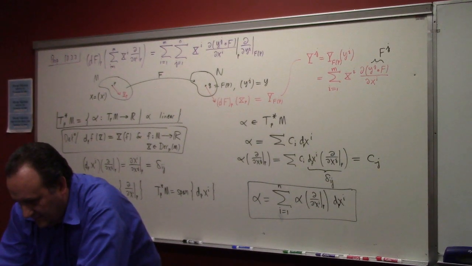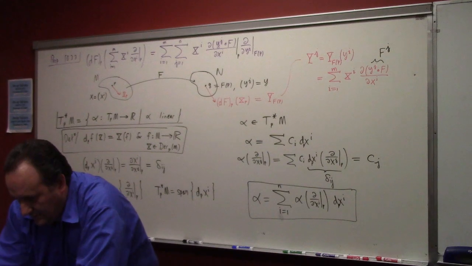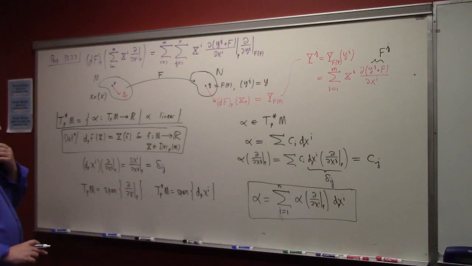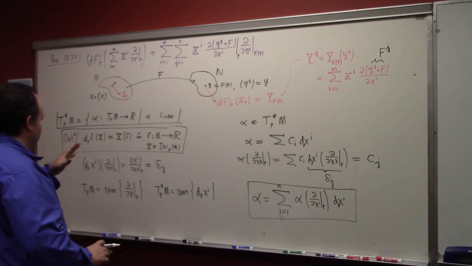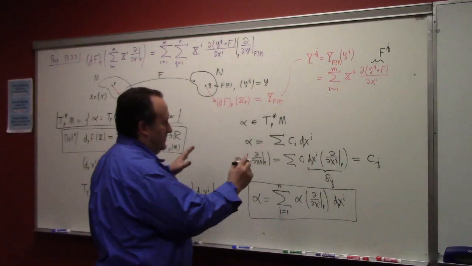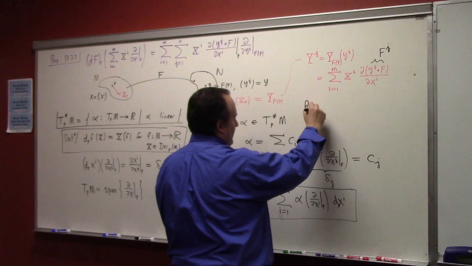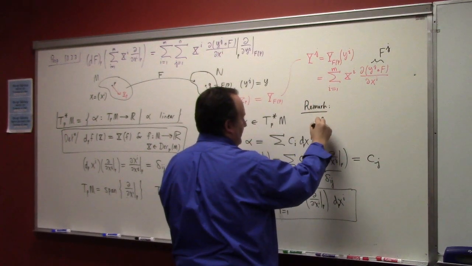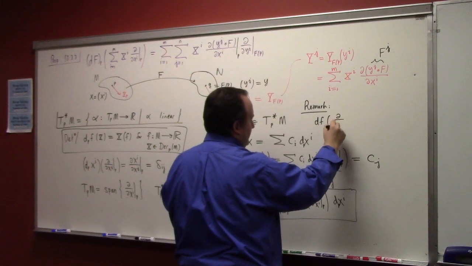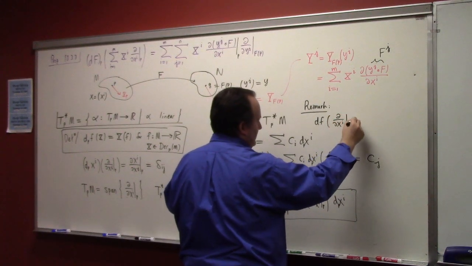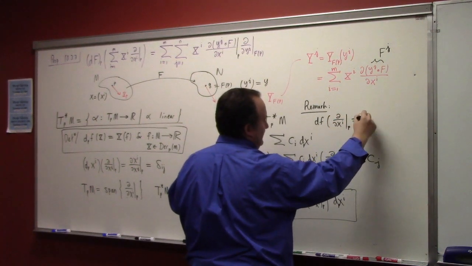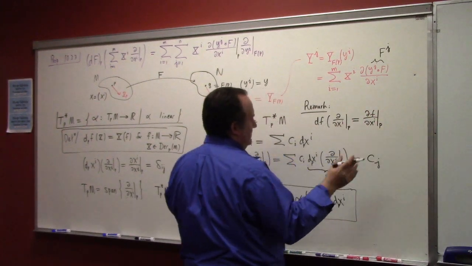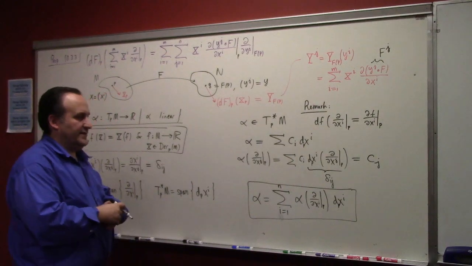Perfect. That brings us now to, I guess there's one other thing I should mention. I don't think I quite wrote this yet, but it is a somewhat important remark: if we have df acting on partial x i, what do we get? We get exactly partial f partial x i at the point p, right? That's how that works.